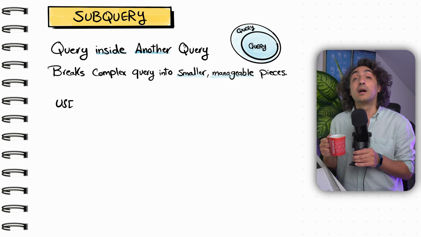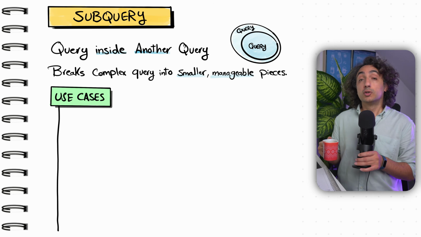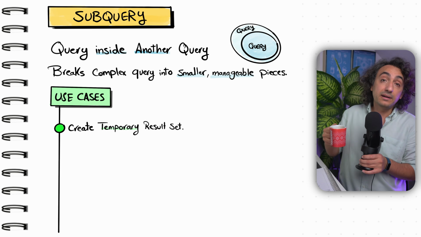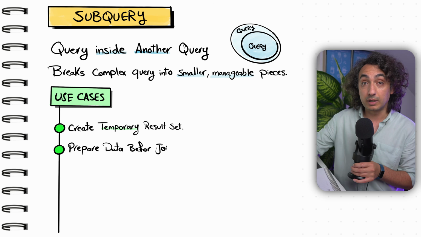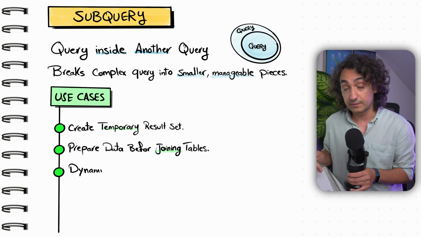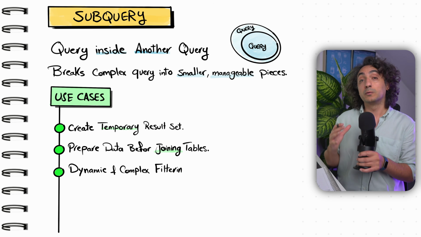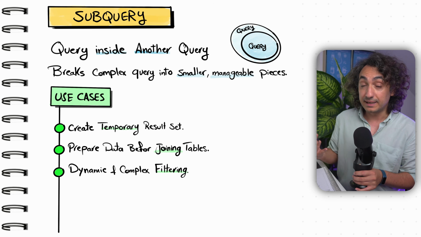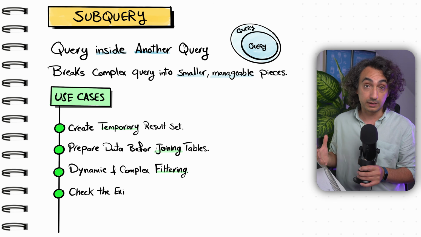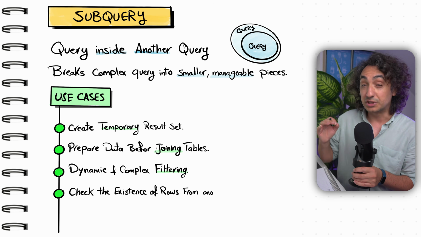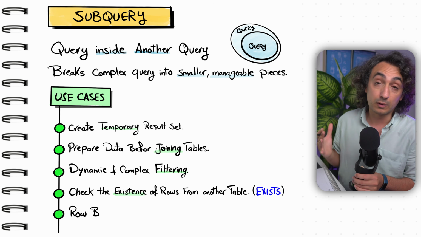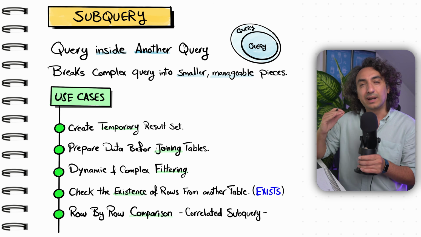And as we learned, there are many different use cases for subqueries. We use subqueries in order to create temporary result sets to be used later by another query. And we learned that we can use subqueries in order to prepare the data before joining tables. Another very important use case for the subquery is that we can use it in order to filter our data using dynamic and complex filter logic. And we can use correlated subqueries with the EXISTS operator in order to check the existence of data and rows from other tables. As well, correlated subqueries help us to do row-by-row comparison.